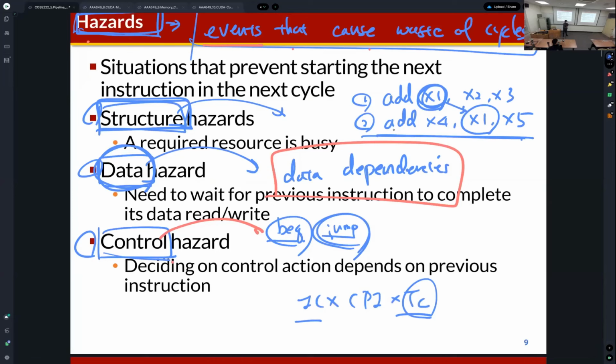I said hazards are events that waste the clock cycles. Which means that if the clock cycles are wasted by hazards, then CPI will be bigger than 1. If the CPI is increased, then execution time is also increased and performance is reduced. So that's why we need to avoid hazards in our process of design. It's very critical. It's very important.